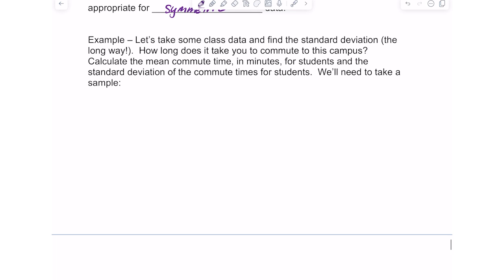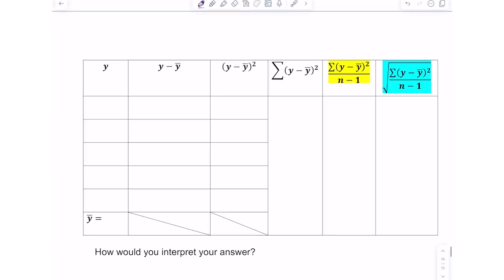So how long does it take you to commute to this campus? We're going to calculate the mean commute time in minutes for students and the standard deviation of the commute times for students. We'll need to take a sample. So since we don't really have a sample of numbers, I'm going to use data that I got from a class in a previous semester that I wrote down, okay?